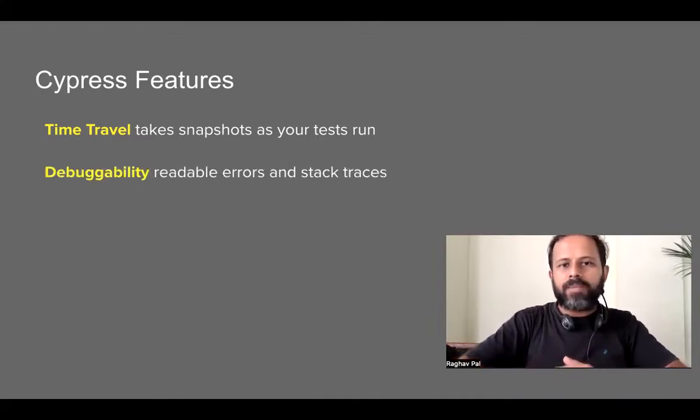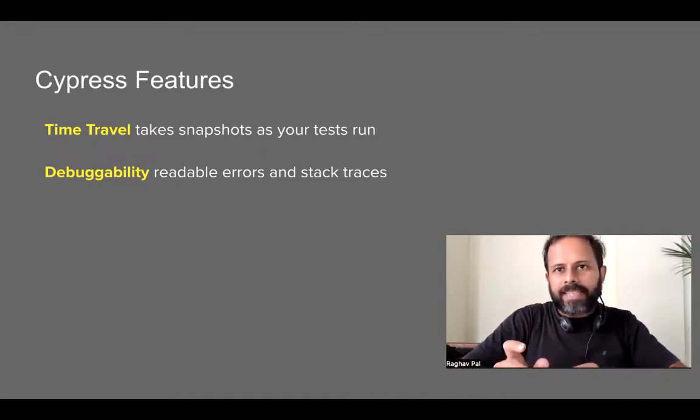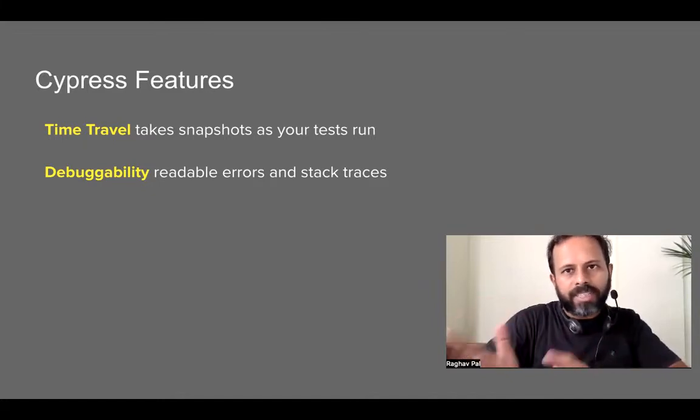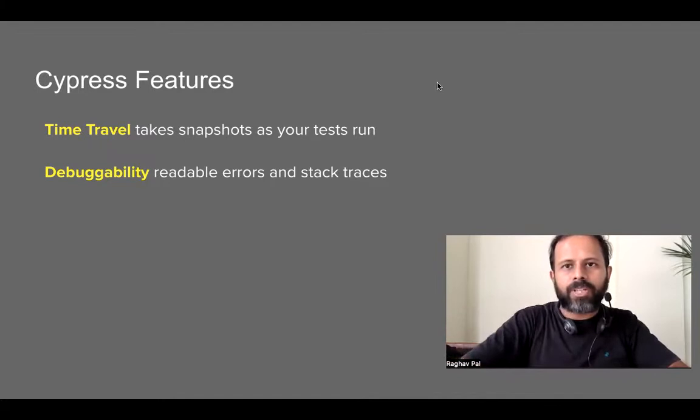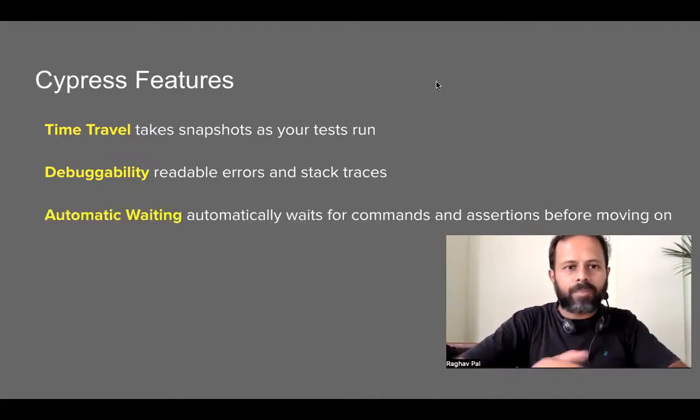Then we have debuggability. Cypress has great features for debugging. Whenever you have any issues, you will see in the Cypress test runner all the details: what exactly the issue is, where it is coming from, the exact line in your test case, in your script, from where it is thrown, and you can see the corresponding screenshot of your web application. So it has some very good features for debugging.